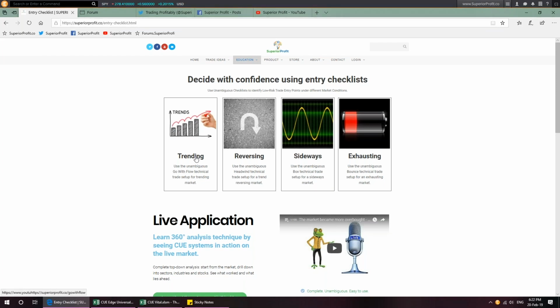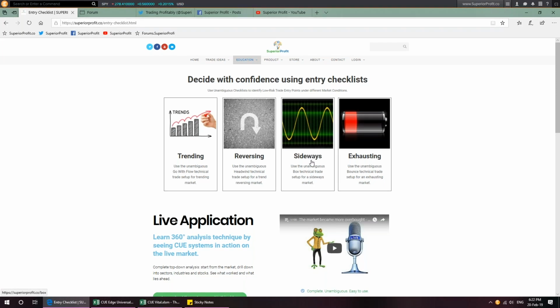For the trending market, we have defined only one trade setup after a lot of research. Similarly, for the reversing market, which takes place after a stock is in an uptrend for a long time and it starts to reverse, we have some indicator for that. We have defined a reversing market trade setup. We call it headwind trade setup.